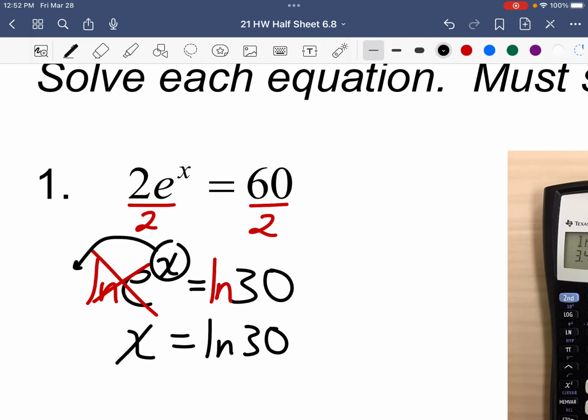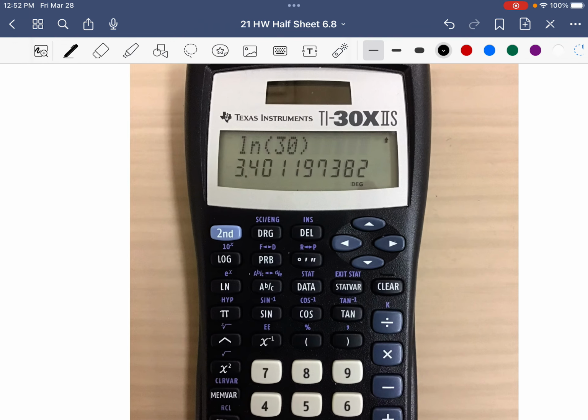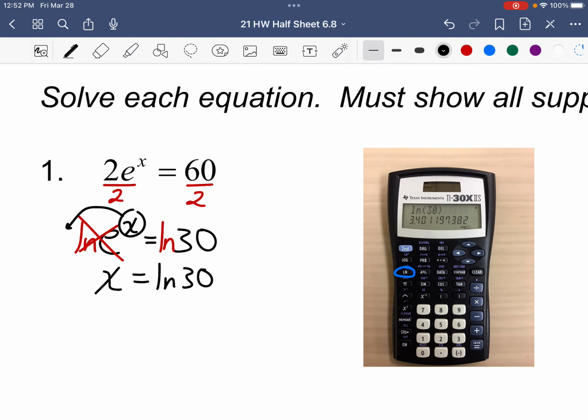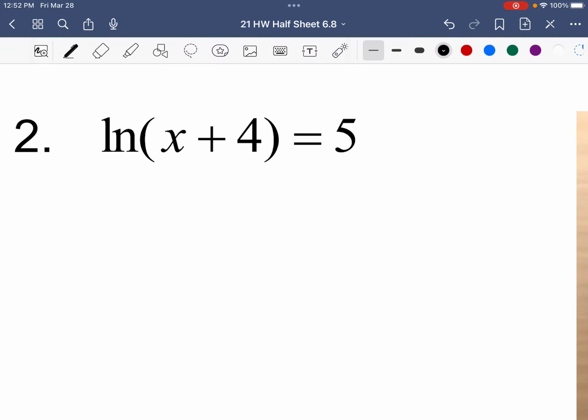Well, that's going to be a little calculator computation where you're going to use your ln button. Make sure that you know how to do that on your calculator. Here's the ln button, and you pop that in there. You get 3.40 to 2 decimal places. So x is 3.40.